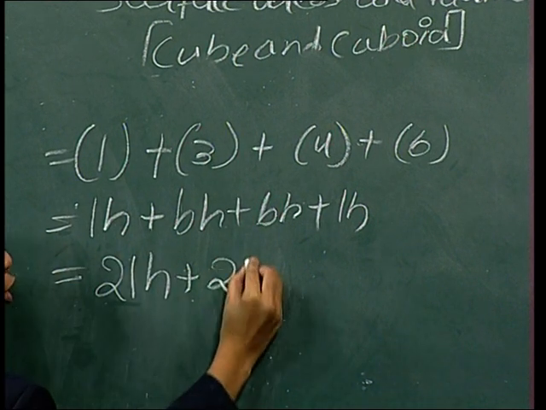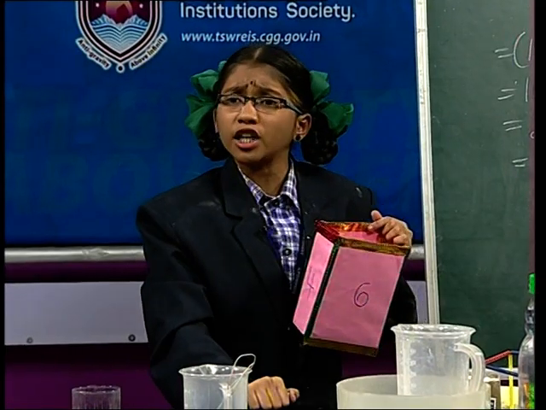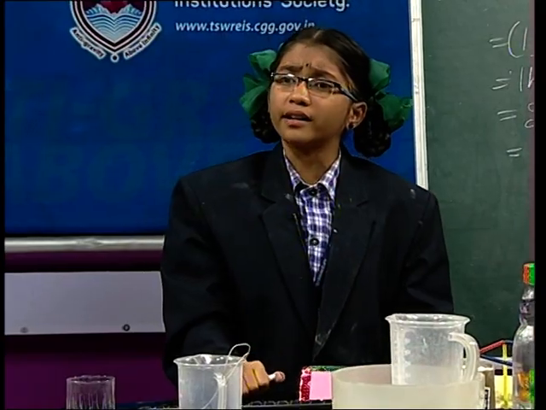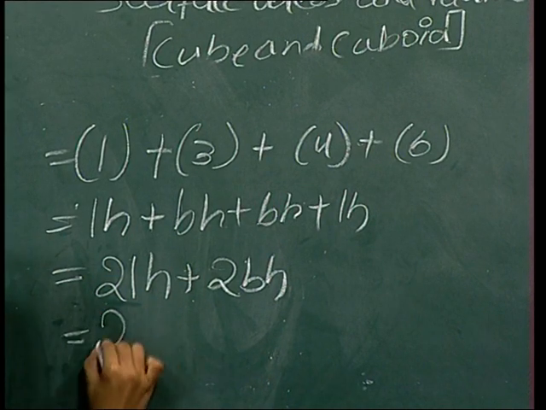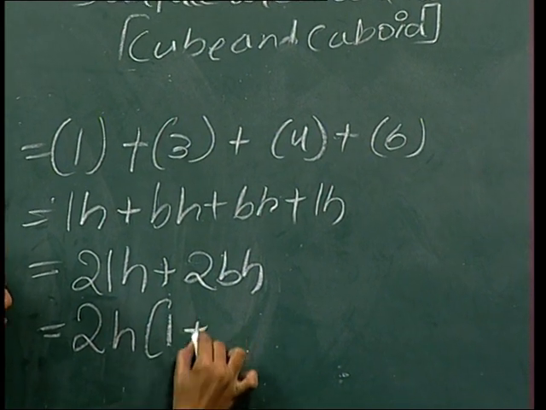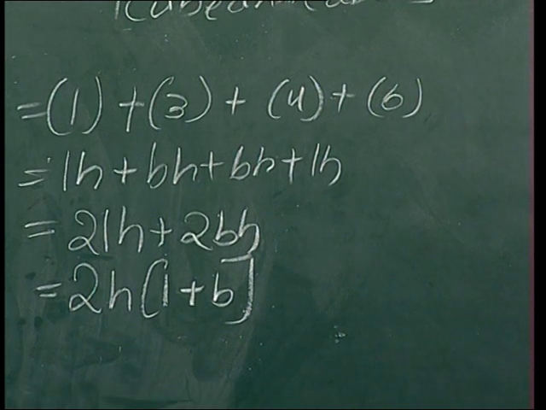So 2BH. So in these two, which are common? Can you guess? Which are common? Very good. 2 and H are common. So 2H(L + B) is our lateral surface area formula. Is it right?